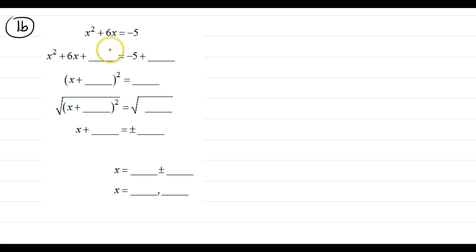So remember, our first step is we take half of this number. Half of 6 is 3. And then 3 squared is 9. So I'm adding 9 to both sides. Now negative 5 plus 9 is going to be 4.